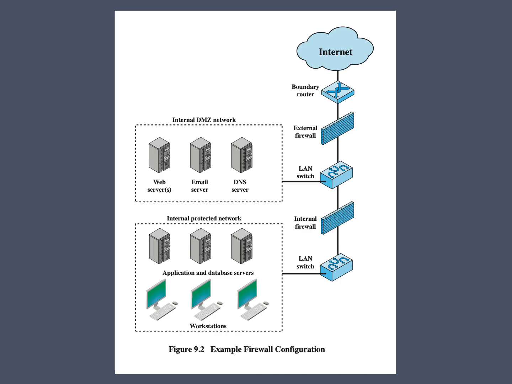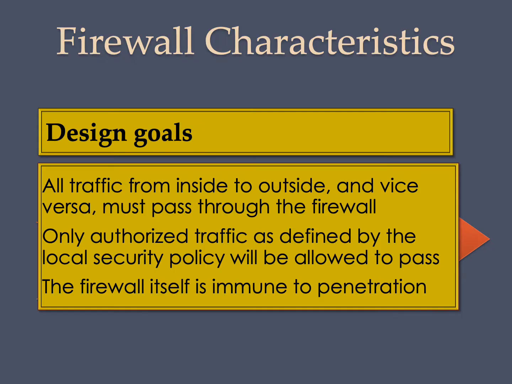There have to be some design goals. All traffic from inside to outside and vice versa must pass through the firewall, meaning every packet must be examined to see whether the packet is permitted to enter or leave the network. And the thing to bear in mind is that the firewall itself is immune to penetration, meaning the firewall cannot be compromised by malware, a virus, or a rootkit, or any of those.